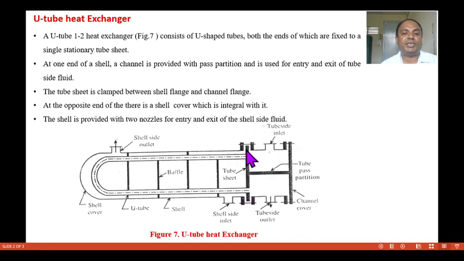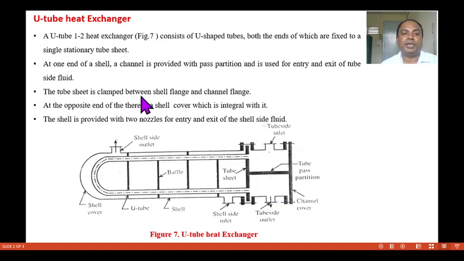So why is it called a stationary end? Since this tube sheet is clamped in between shell and channel. There is a flange support over here, and this flange support would clamp this tube sheet in between shell and channel. So this channel is having two openings, one for the inlet of fluid and the other for the outlet of fluid.